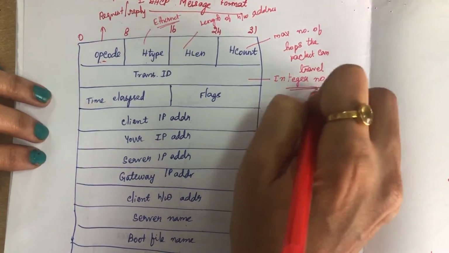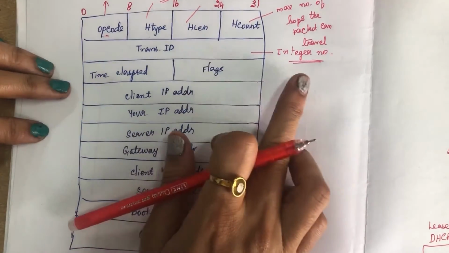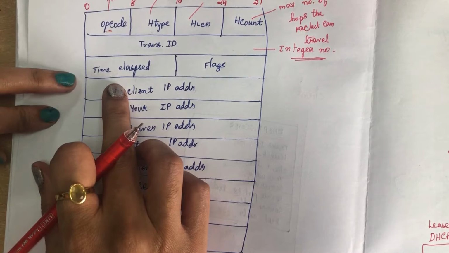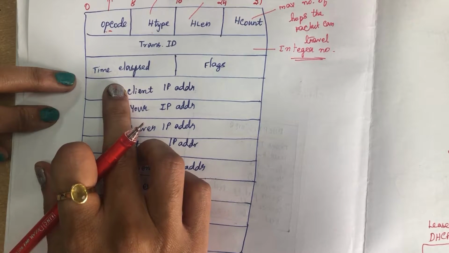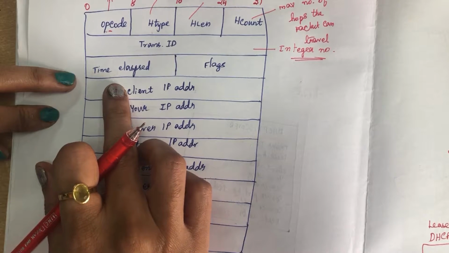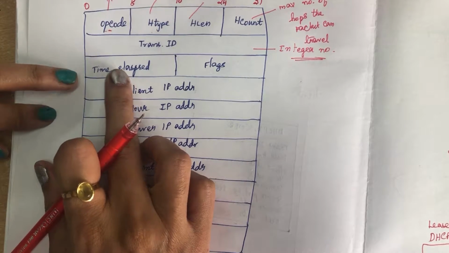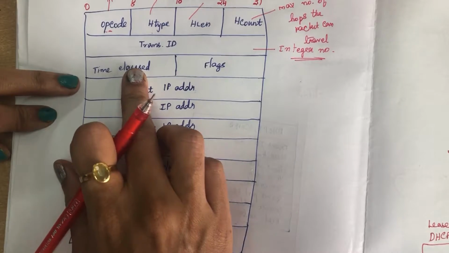Whenever we are going to do any transaction, we can use this transaction ID for identifying that particular transaction. Next is time elapsed. Time elapsed will tell you the number of seconds since the client started to boot.